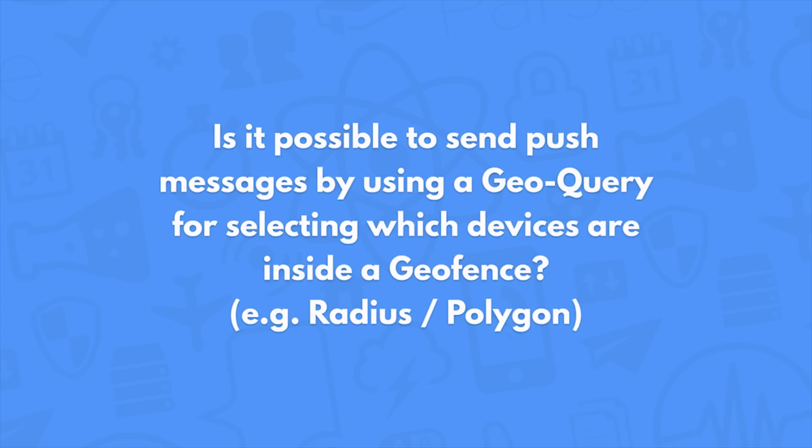Is it possible to send push messages by using a Geo-Query for selecting which devices are inside a specific geofence? So this could be using Radius or Polygon. Yeah, that's good. We do support the Radius version. I don't think we actually support Polygon unless it's a box. So what you do there is, as long as you've stored a location, like a geopoint, on their installation object, then when you're sending a push, you can construct a query using some of our constraints, like within miles or within kilometers. And I think another one is like within sphere, where you can provide that and then send push to users matching that record.